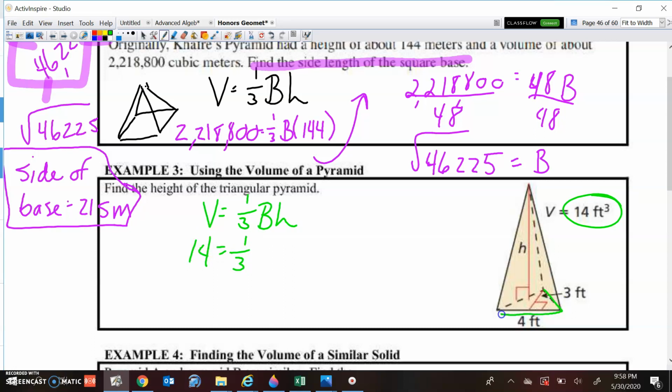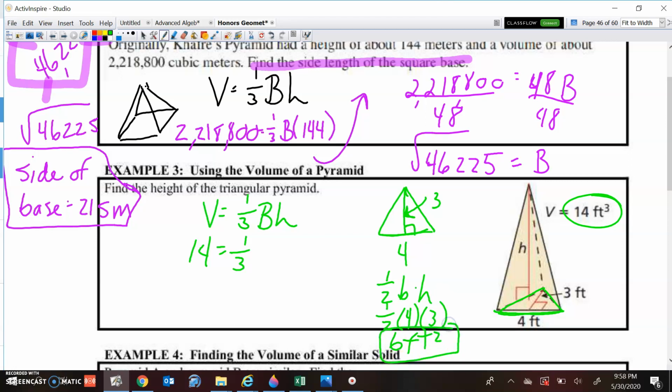So I'm going to substitute in the volume, 14 cubic feet, and the area of my base. Now I have a triangle, so as soon as we see anything that's not a square, it can be a little daunting. But luckily, they're giving me the height, 3. They give us the entire bottom of this triangle, 4, and they showed us that was the height with the right angle. So the area of this triangle is 1/2 base times height, 1/2 times 4 times 3, so 1/2 of 12, so it's 6. So the area of my base is 6 square feet.